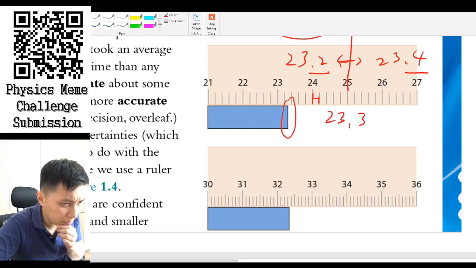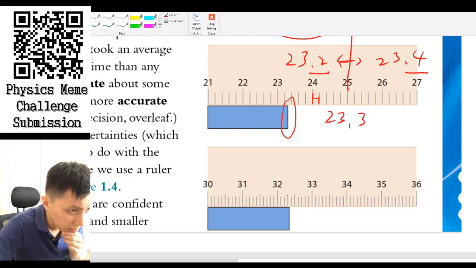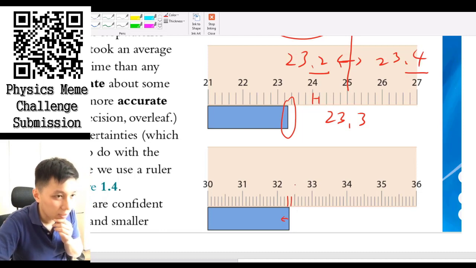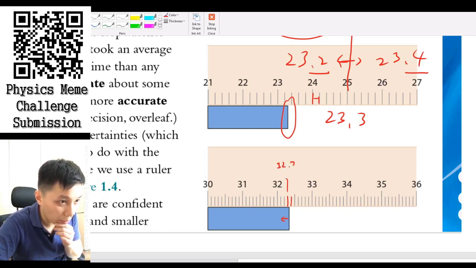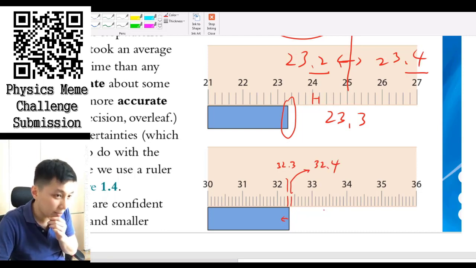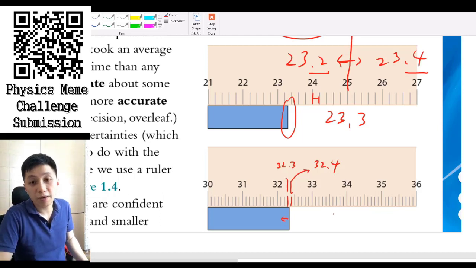So in this case, let me take a look. I guess it is between this line and this line. And again, I still feel it's closer to the left line. And this is 32.1, 32.2, 32.3. So this is 32.3. This is 32.4. So then my answer should be what? Let me give you 5 seconds to think about it.